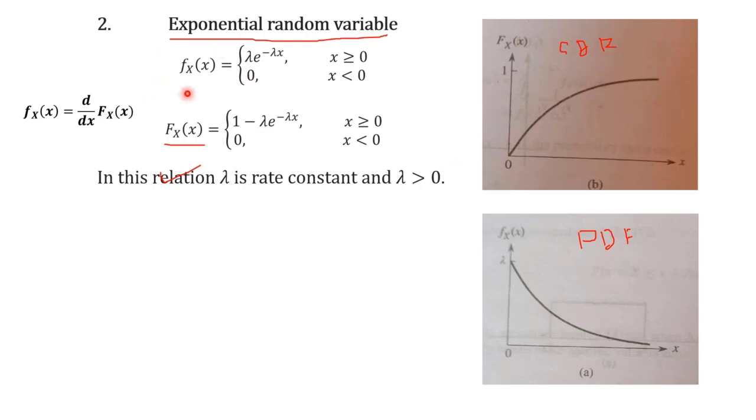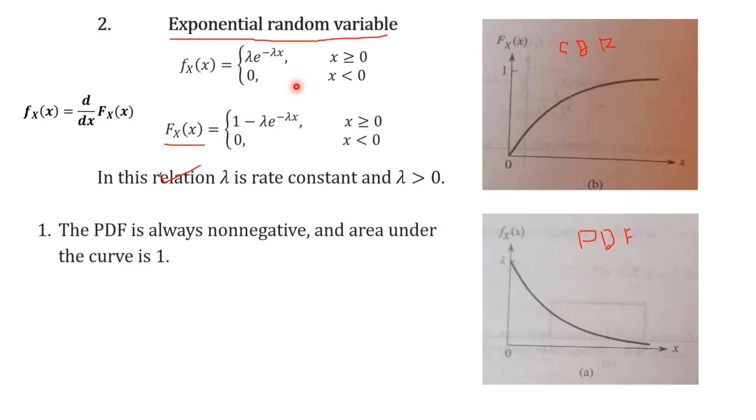All right, so if we have the cumulative distribution function, then easily we can obtain the probability density function by differentiating this equation. Differentiating this equation, the differentiation of 1 is 0. So finally, let us discuss its properties. A PDF is always non-negative. Here we don't find any negative values, and the area under the curve is always 1.